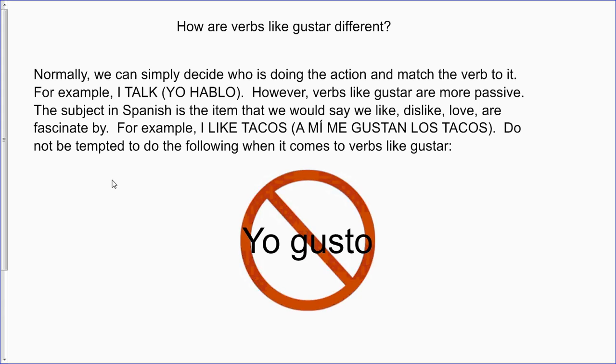You have to start off with who it's pleasing to, which is a mí, me. And then you need to match your subject with your verb. Again, your subject here is tacos. And then you would also say gustan to match with it. So just like this, gustan los tacos. You can't say yo gusto. It doesn't work. So we're going to start out with some simple practices.